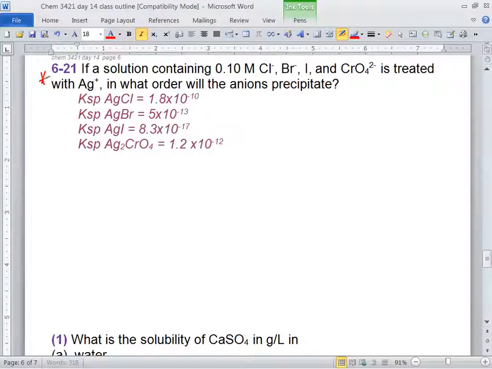Okay. A solution containing 0.1 molar chloride, bromide, iodide, and chromate is treated with silver ion. In what order will the anions precipitate?